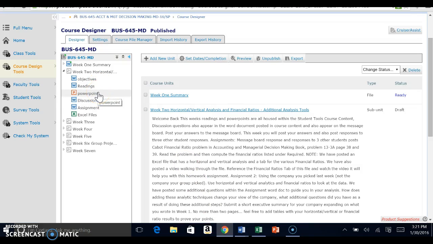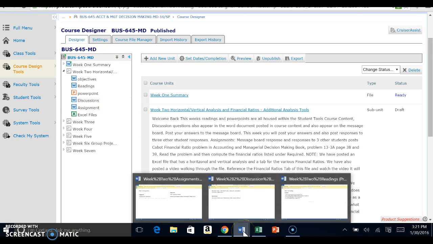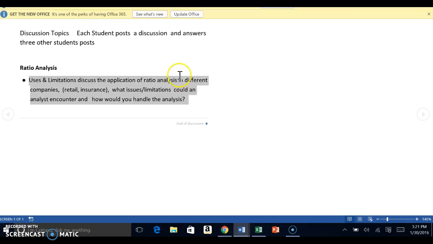There is a short PowerPoint that just gives you some additional tools and some additional questions that you could potentially ask. And then our discussion items. There's only one discussion item this week. That will show up on the message board. The question in the discussion message board is going to be, what issues and limitations can an analyst encounter when they're looking at different companies and looking at ratio analysis, and then how would they handle those?